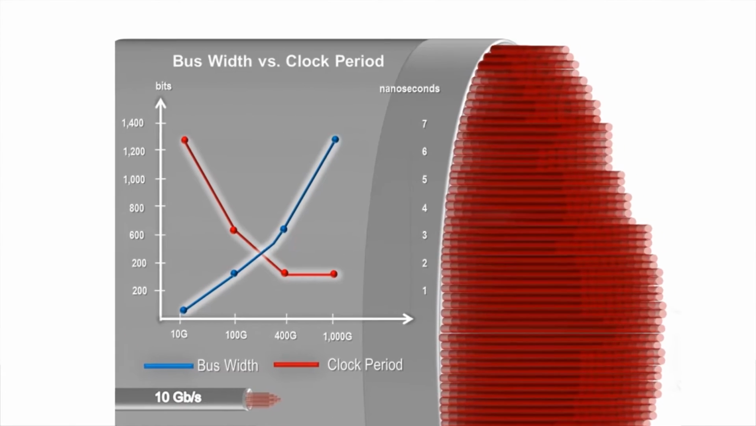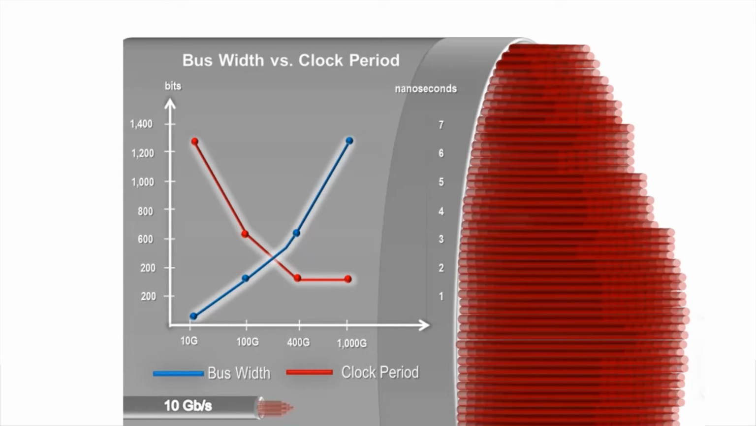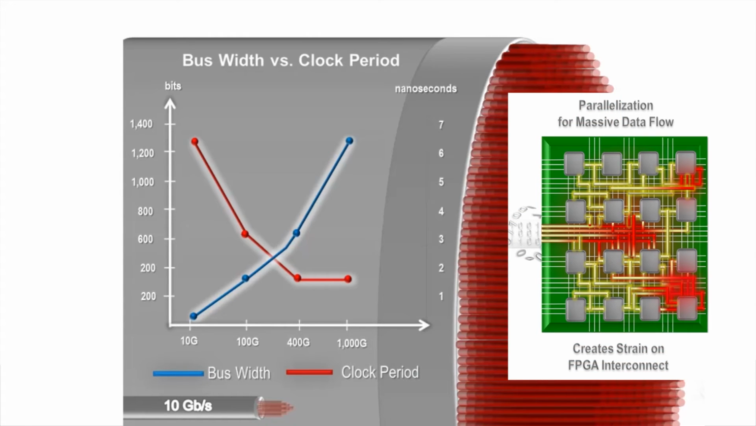As bus widths grow, the clock period available in which to manipulate this data is decreasing at an exponential rate. So these two forces are really combining to put tremendous stress and strain on the core fabric architecture of our silicon devices as we move into these next generation nodes. And we need to design a silicon architecture that's going to meet those needs.